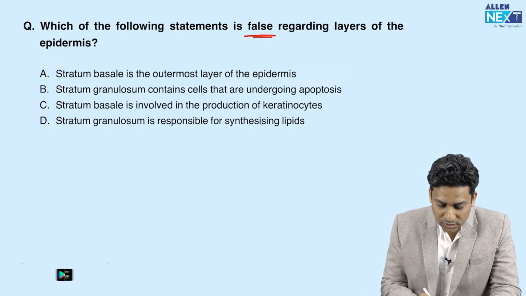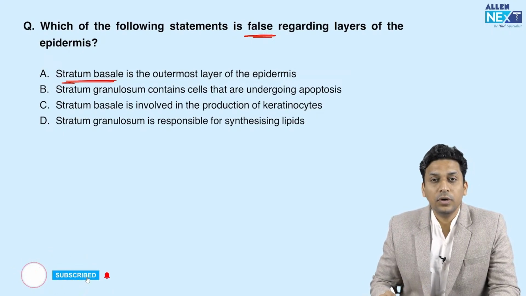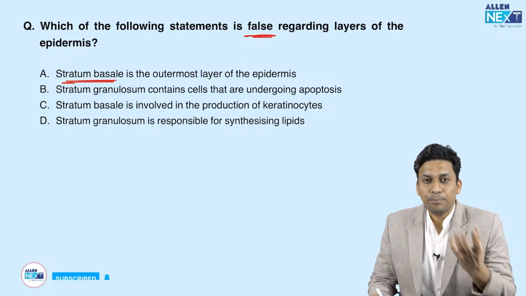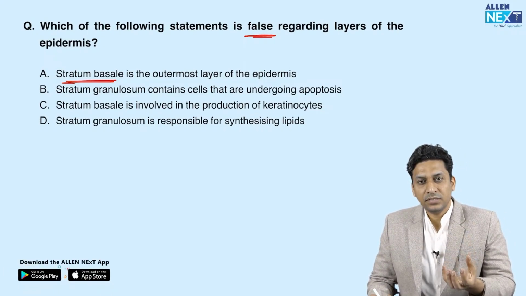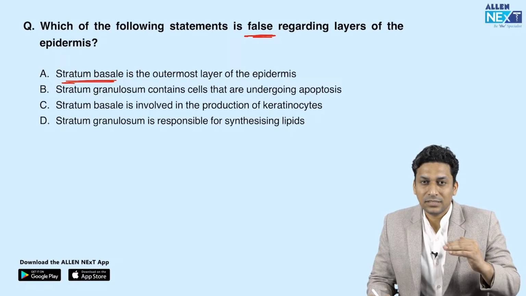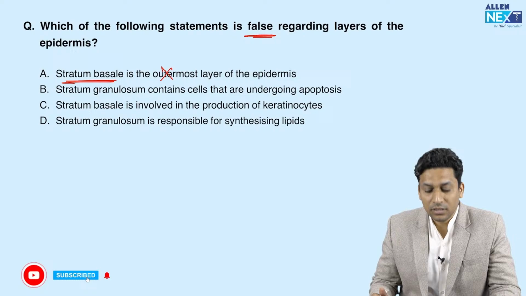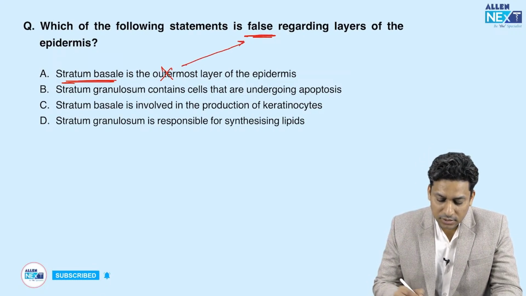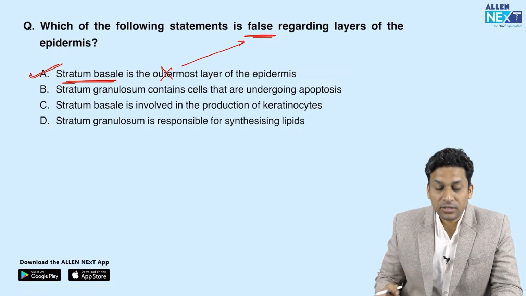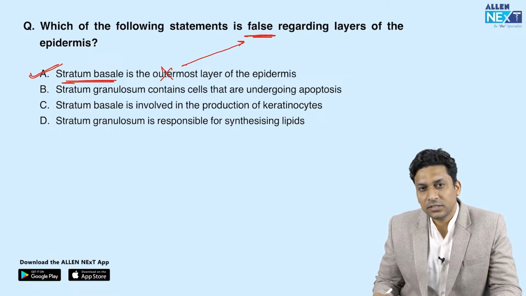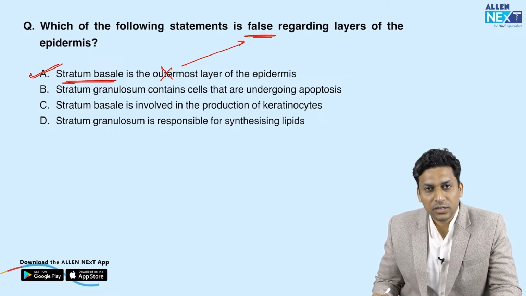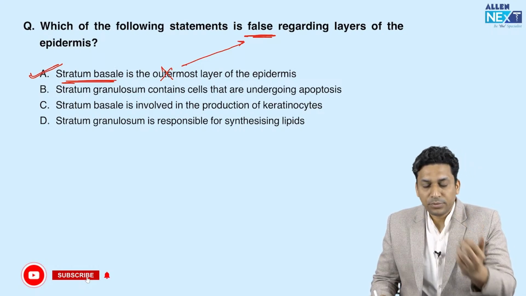Now, all of you know that stratum basale is the lowermost layer of epidermis. Basal word itself means the lowermost. It is at the base. It is the lowermost layer and not the outermost layer. So this is obviously the wrong statement, and that is what they are asking. So the answer here is that stratum basale is not the outermost, but it is the innermost, that is the lowermost layer of epidermis. Let us see other options as well.